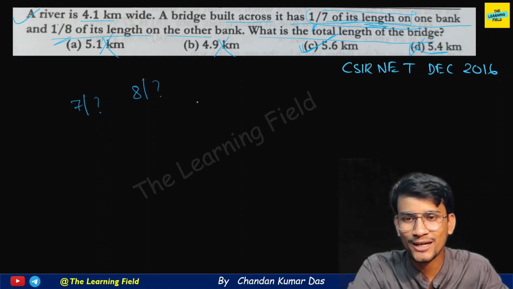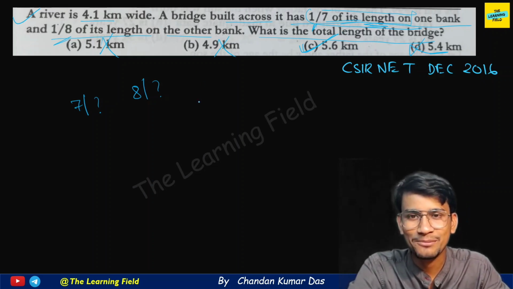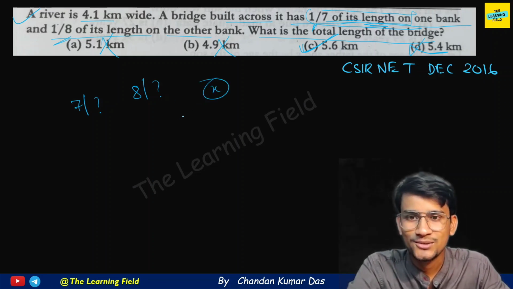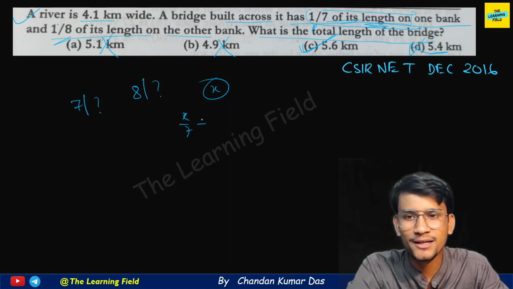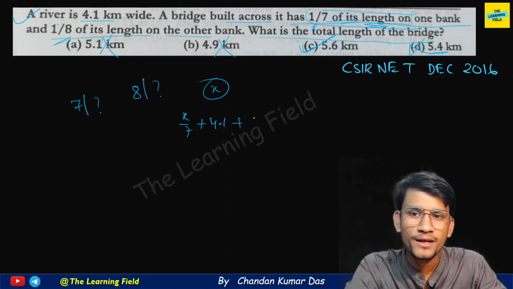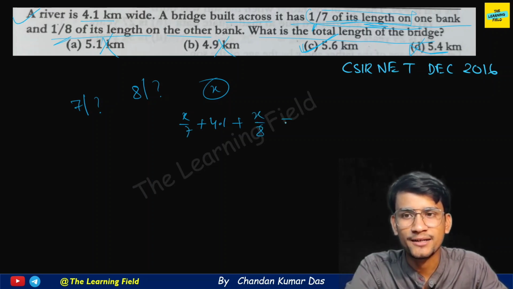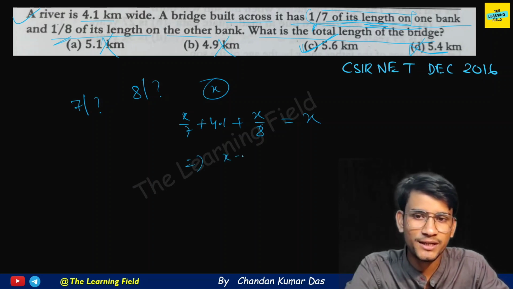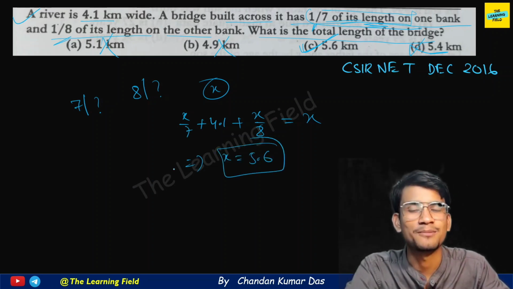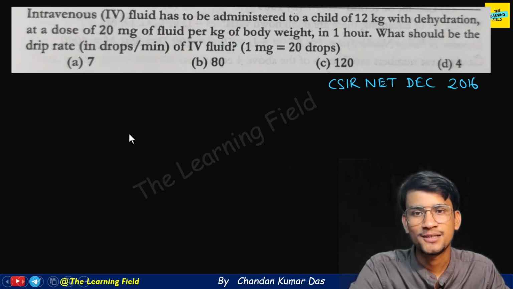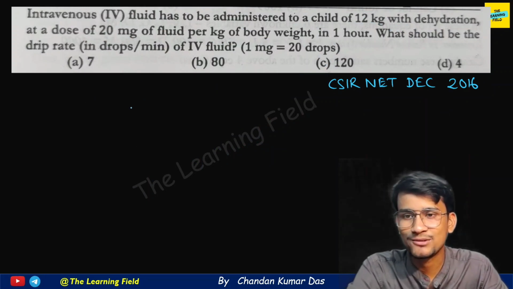Or if you want to solve mathematically or logically, let x be the total distance. So x by 7 is on one bank, total 4.1 is the width of the river, and x by 8 is on another bank, of the total length. So this is equal to x. So you can solve this, and you can get 5.6 as the answer of this problem. So you can solve it in this way also. This is the mathematical way and this is the logical way. It is your choice which you should apply in the exam.